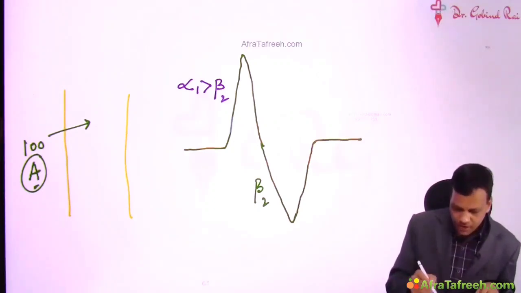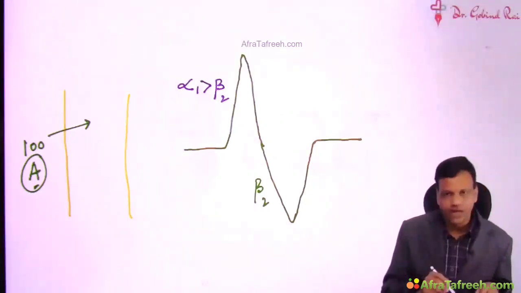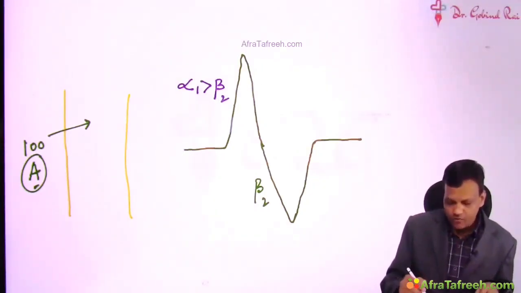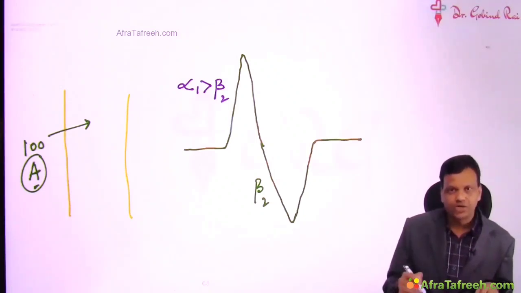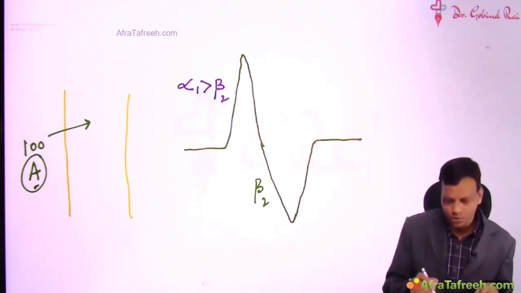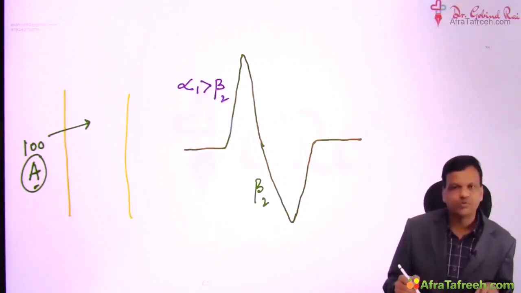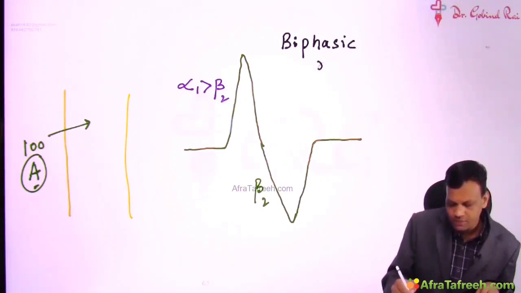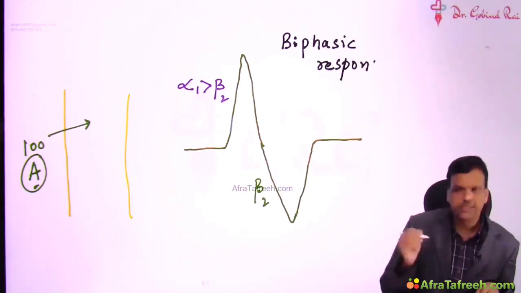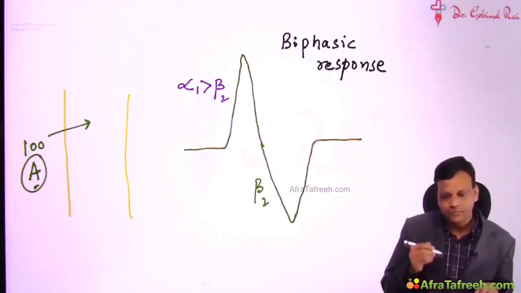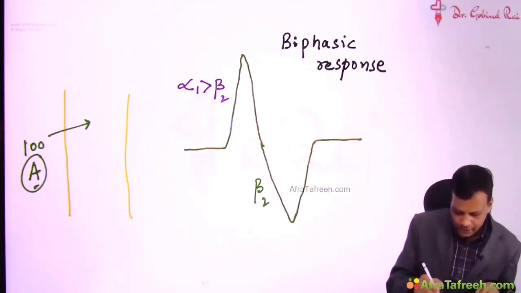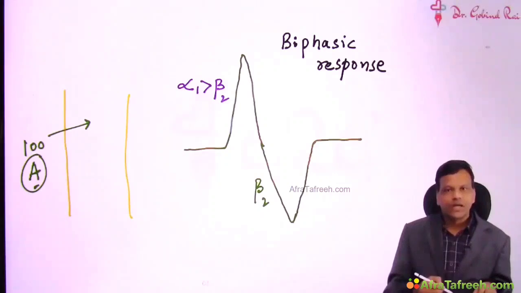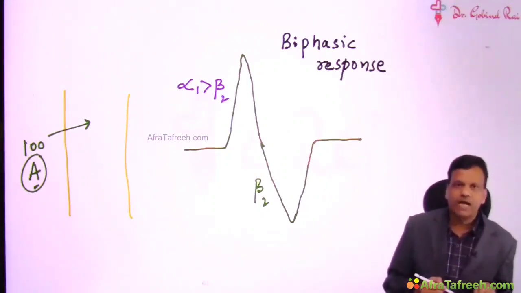So that means when we give adrenaline by IV route in high dose, there will be two phases in the response. First the BP increase, then the BP decrease. So the initial increase in BP is due to alpha 1, later on the fall in BP is due to beta 2. This is known as biphasic response of adrenaline. Biphasic response means first BP increase, then BP decrease. Clear?